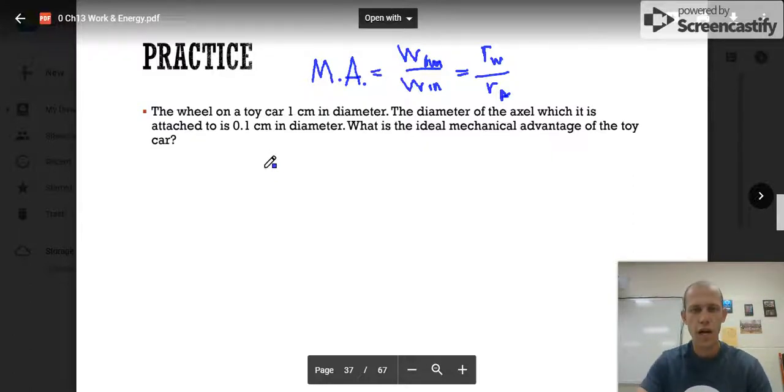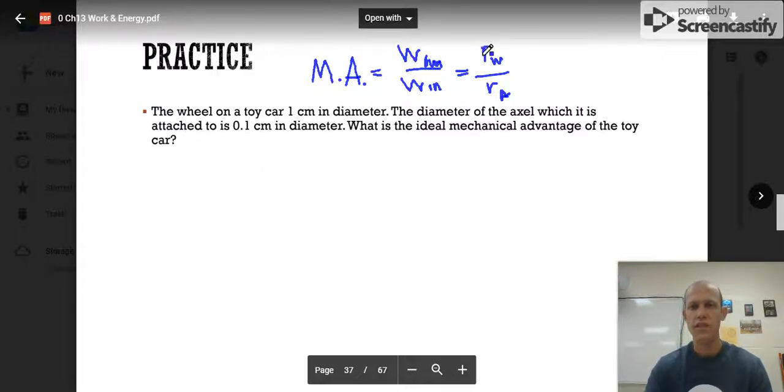So we have one last problem before moving on to the next simple machine. We're calculating the mechanical advantage of this wheel and axle simple machine. The wheel on a toy car is 1 centimeter in diameter. The diameter of the axle, which is attached to it, is 0.1 centimeters in diameter. What is the ideal mechanical advantage of the toy car?